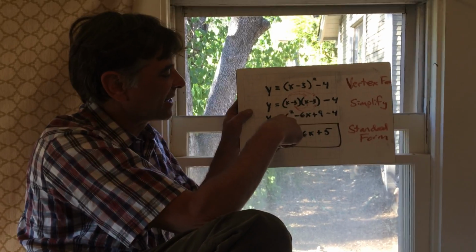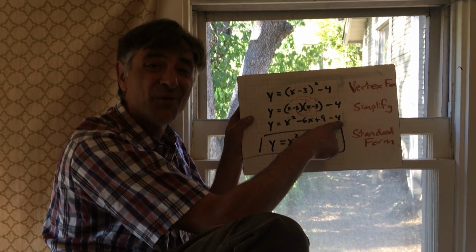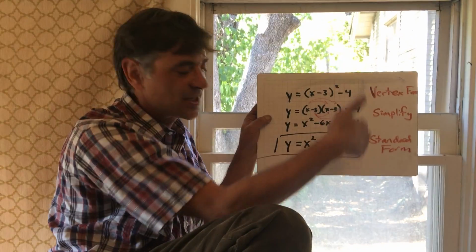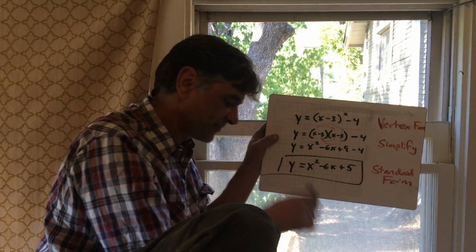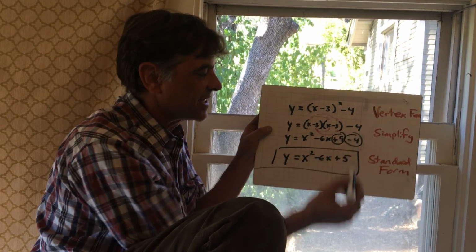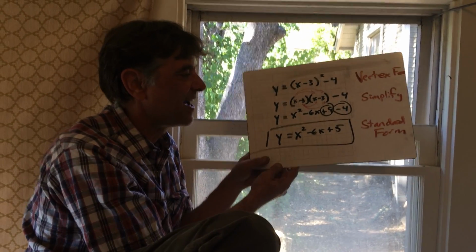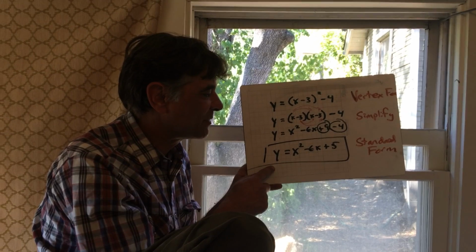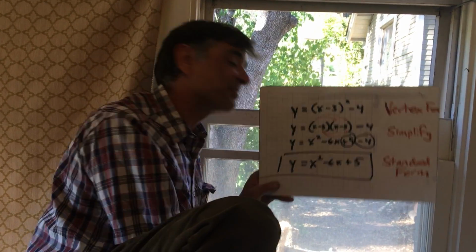When I FOIL that, I'm going to get x squared minus 6x plus 9 minus 4. What do I not want to forget? Yeah, I don't want to forget to bring down that minus 4. Don't just leave it up there and expect you'll remember it down here. So we're going to bring down that minus 4. We're going to collect our like terms. Thank you very much. We've got +9, -4. That gets us to +5, which gets us to our now familiar standard form of y is equal to x squared minus 6x plus 5, where we started before we dropped the board down there.